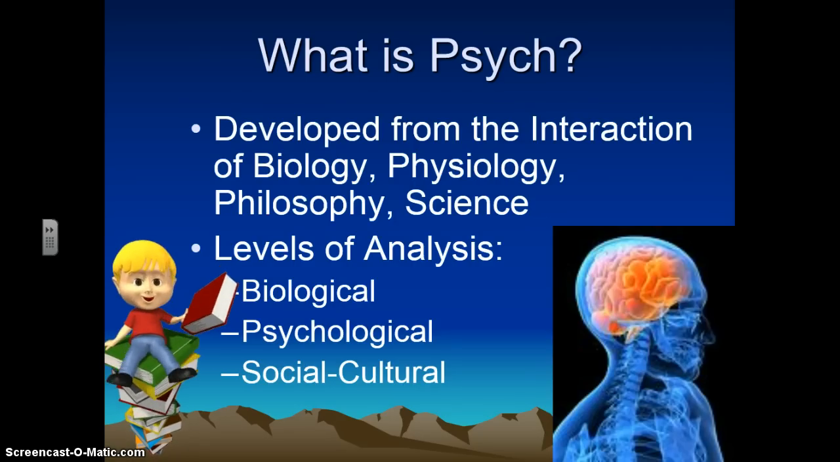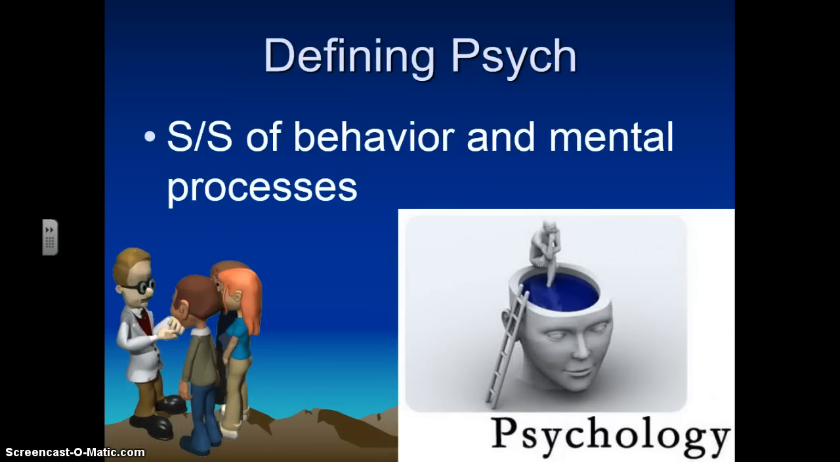So let's talk about, what do we define psychology as? Psychology, basically, for our purposes, is going to be defined as the science and study of behavior and mental processes. We're going to look at behavior. We have to look at behavior. That's a key to psych right there. But we're also going to emphasize the mental aspect of that. So we're looking at behavior, we're looking at the mental side.